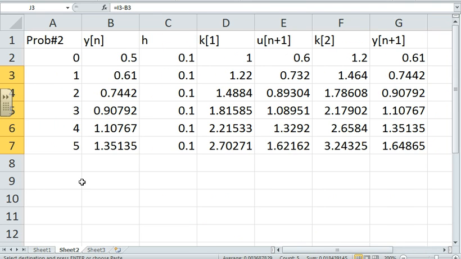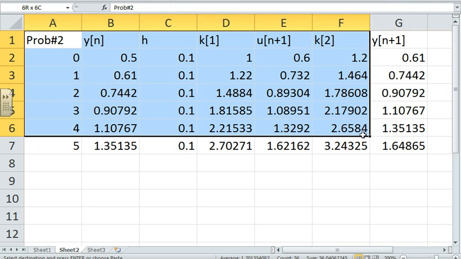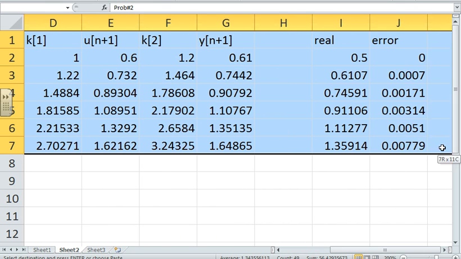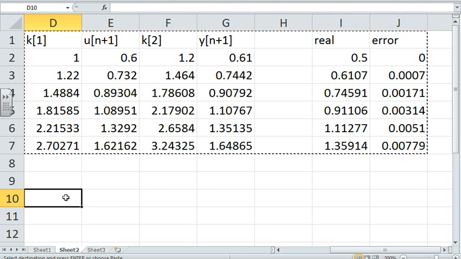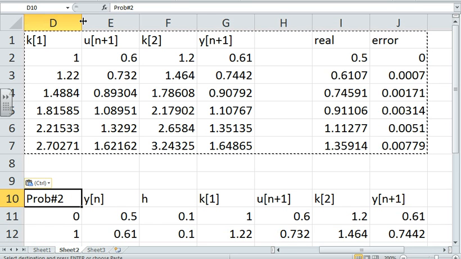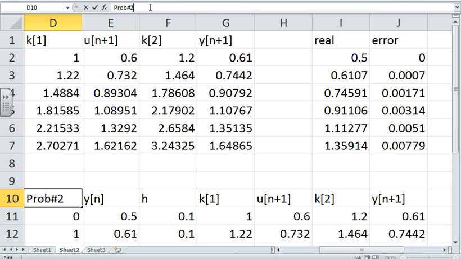All right, so now we're going to do problem number 4, and we'll copy and we'll paste, and we'll do problem number 4. Okay, problem number 4.